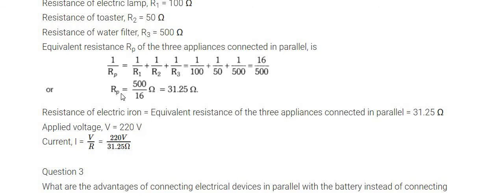Now we are getting the total equivalent resistance, R. So the resistance of the equivalent iron is equal to the equivalent resistance of the three appliances connected in parallel, that is 31.25. And also we have the voltage, 220 volt, and we have the formula for the current: I is equal to V by R. We have the value of V as well as R. V's value is 220 volt, while R's value is 31.25 ohm.